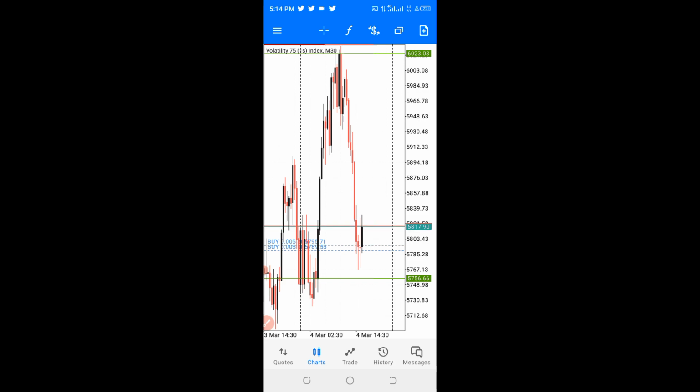As a matter of fact, with the level of upgrade that we have in SMC, you don't need to go to your 4-hour time frame. You don't need to check your daily time frame. The highest time frame you will be working with is your 15-minute time frame. With your 15-minute time frame, you can do whatever you want to do.